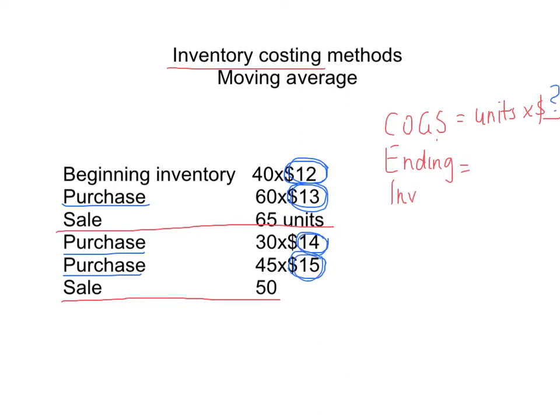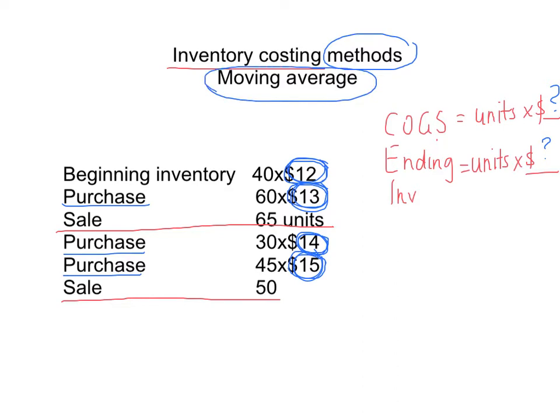And the same for ending inventory. The number of units left at the end times the cost per unit. But which one is left? Is it the $12, the $13, the $14, the $15? All the inventory is identical, so we might not know. This is why we have the inventory costing methods, where we make an assumption about how we sell or use that inventory. And the method I'm going to demonstrate now is the moving average method.